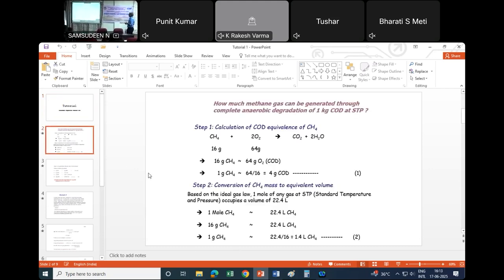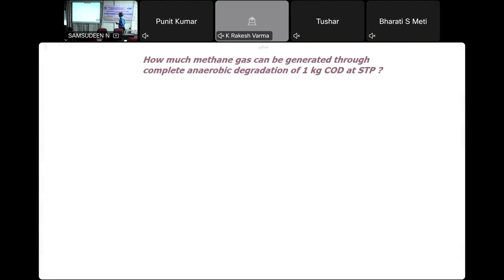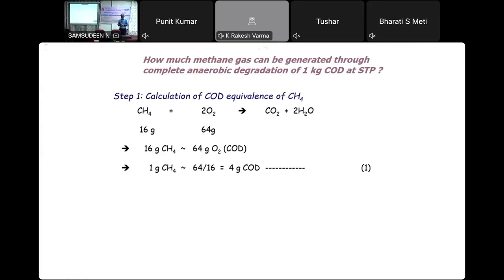Make it full screen. So the question here is how much methane gas can be generated through complete anaerobic digestion of 1 kilogram of COD at standard temperature and pressure. Okay, how are you going to calculate that? Hit the next slide button. So step one is the calculation of the COD equivalent of methane gas.